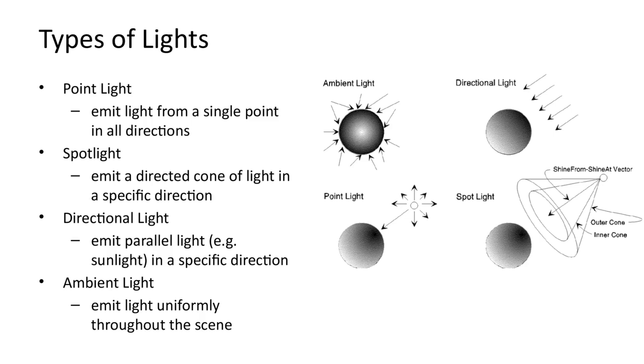The directional light emits uniform light in a particular direction. The ambient light emits a completely uniform light in all directions throughout the scene. With both these lights, there is no drop in intensity with distance from the light source.